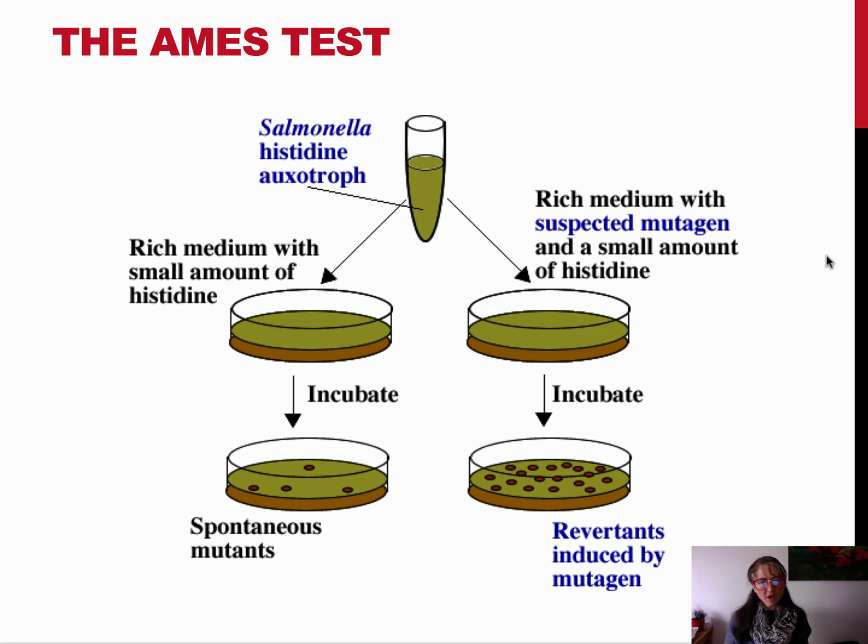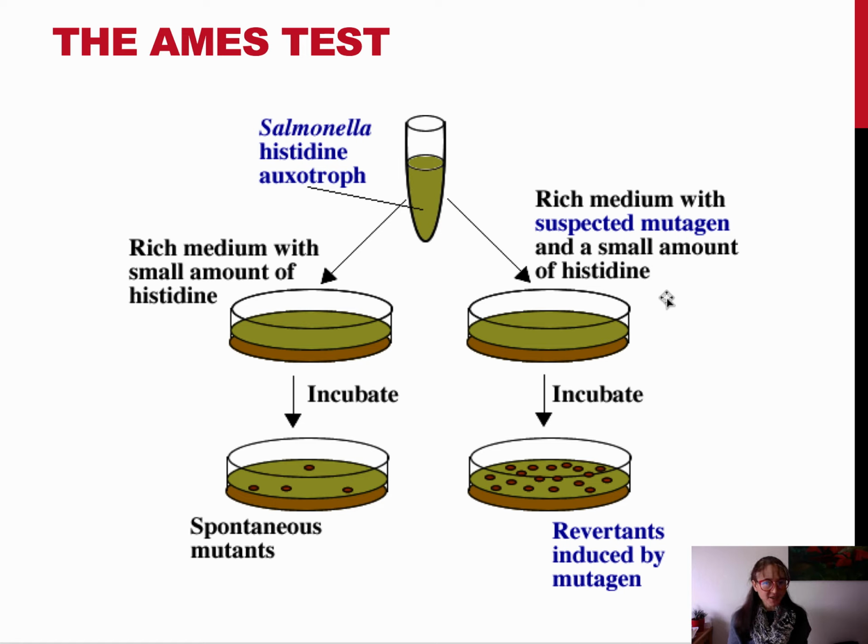But why the small amount of histidine? I mean, notice in the control and in the experimental, we're adding a little bit of histidine. Well, why is that necessary? Well, remember that in order to see mutation, you actually have to have replication. So a little bit of histidine is required to enable this auxotroph to replicate. So there's got to be a little bit there. And then we can see, hey, to what level is mutation taking place to enable revertants to form?